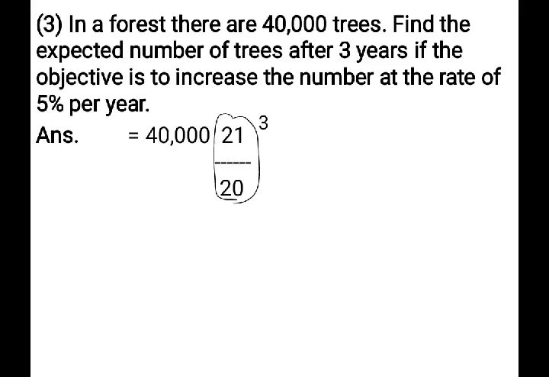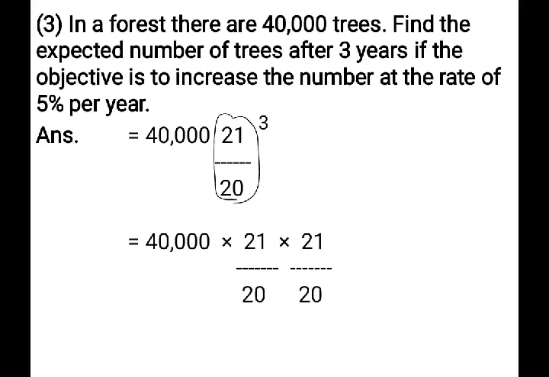21 upon 20, you have to write in multiplication form 3 times because index 3 is there. Now all this you have to write in multiplication form. That is equal to 40,000 into 21 upon 20 into 21 upon 20 into 21 upon 20. First you have to cancel the zeros on numerator and denominator. In the denominator how many zeros are there? Totally 3 zeros are there. So you have to cancel 3 zeros on numerator and denominator, like this way.